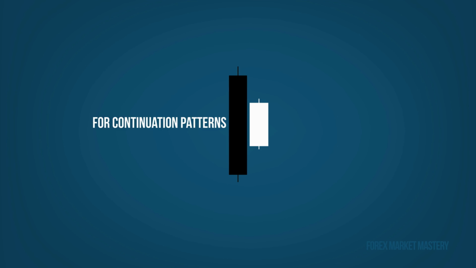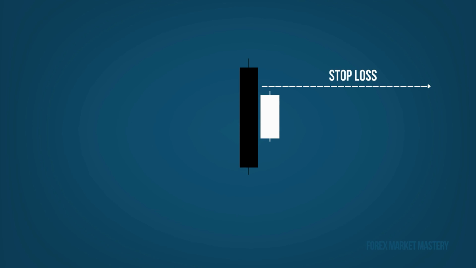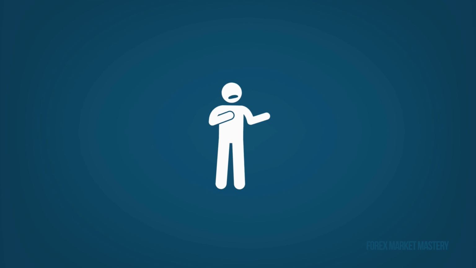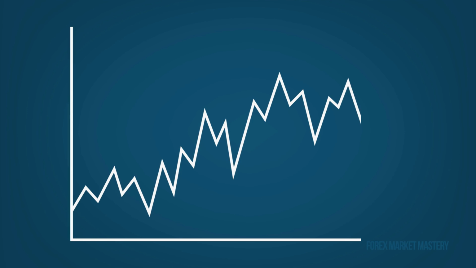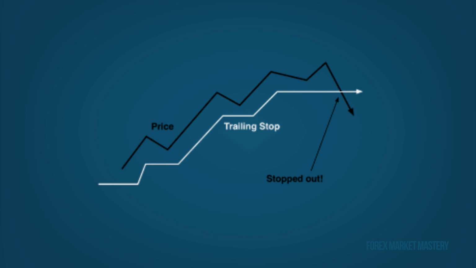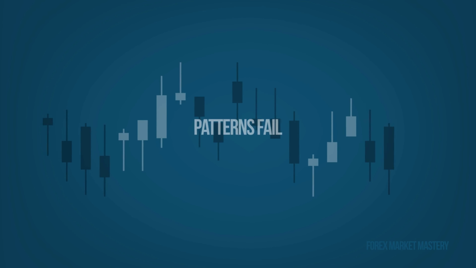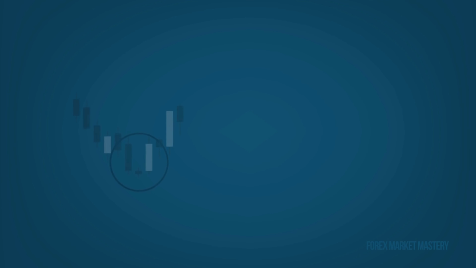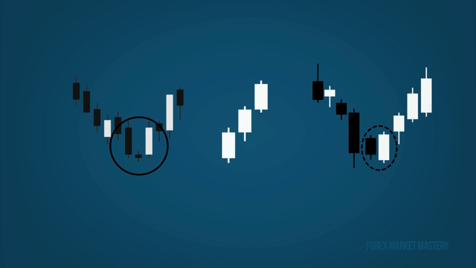For continuation patterns like inside bars, I enter on the breakout of the mother bar's high or low. Stop goes on the opposite side of the mother bar. Take profit? I use a minimum 2-to-1 reward to risk ratio, but ideally, I'm targeting the next major structure level or using a trailing stop to capture bigger moves. And here's the most important part. Patterns fail. Even the best setups have maybe 60 to 70% win rate in ideal conditions.